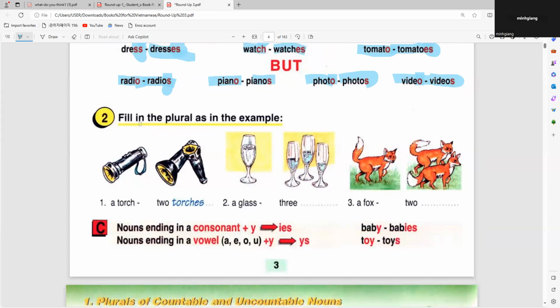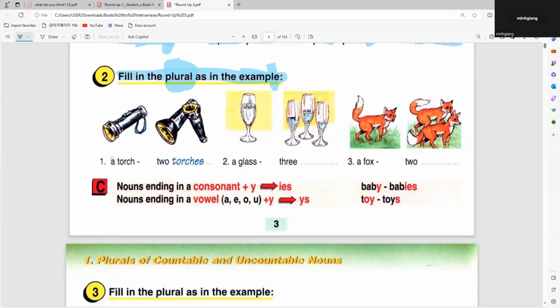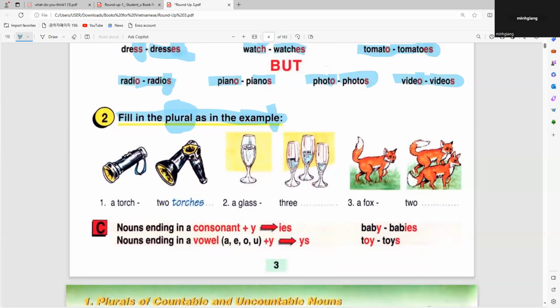So this time, let's have our second activity. Are you ready? Okay. I want you to read our instruction. Please read. Fill in the plural as in the example. Okay, this one is the example. That's correct. I like your pronunciation.